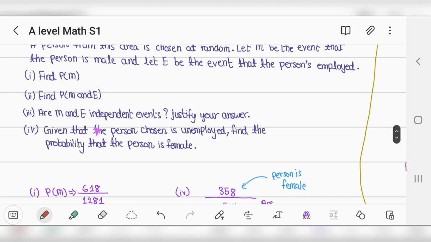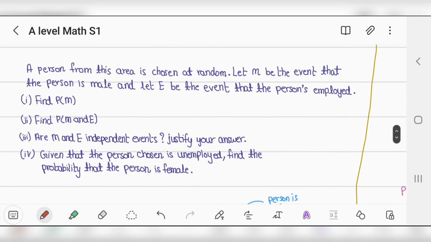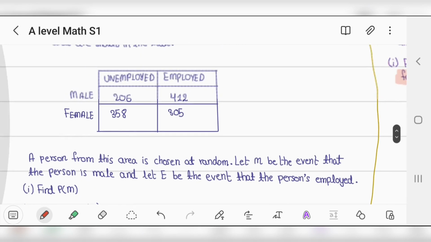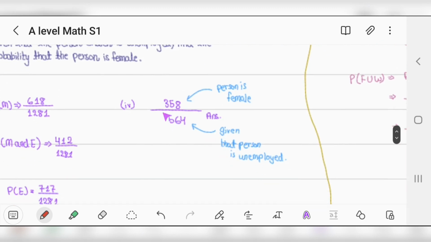And part 4: given that the person chosen is unemployed, we'll take this total and find the probability that the person is female. Then we take this total, and we got this. Given that the person is unemployed, this is the number, and the person is female, and then you get the answer.